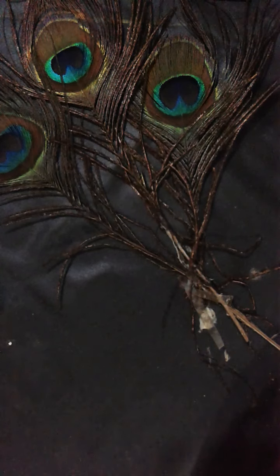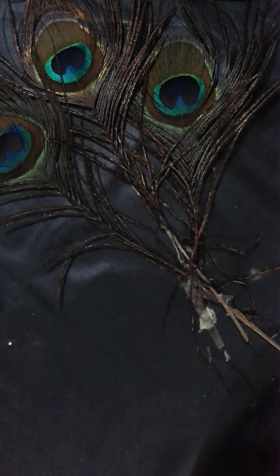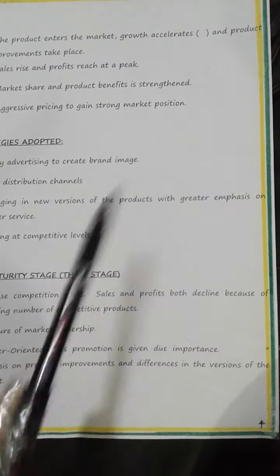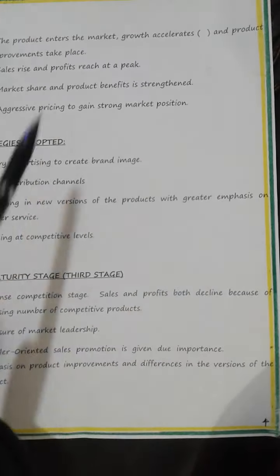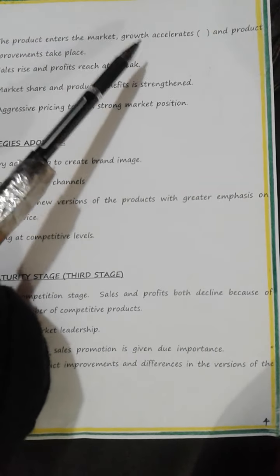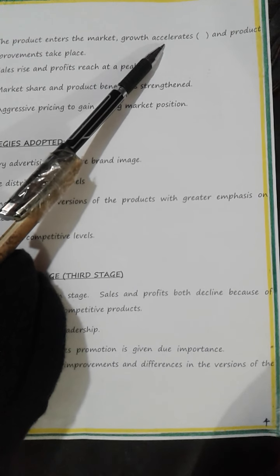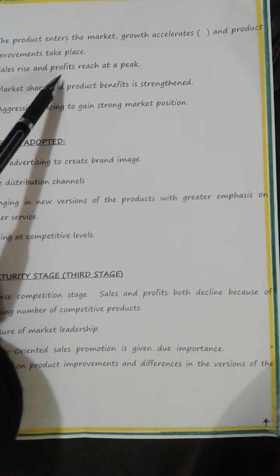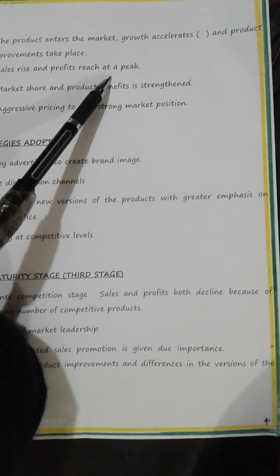The third important point is the product enters the market. Growth accelerates. What is the meaning of accelerates? The growth in the sales increases quickly. The product enters the market, growth accelerates. That is, it moves quickly, and the product improvements take place. Sales rise and the profits reach a peak. It's a very important stage, children.